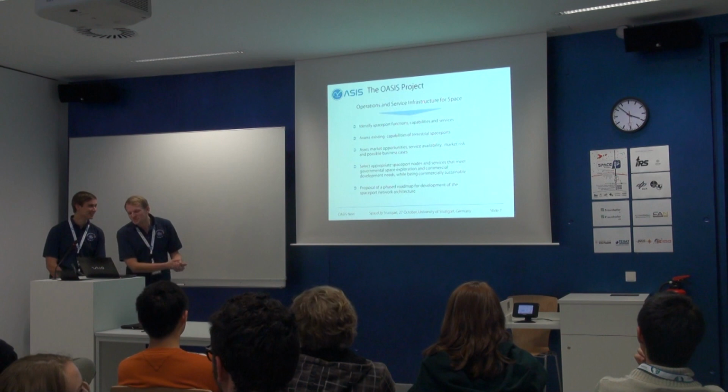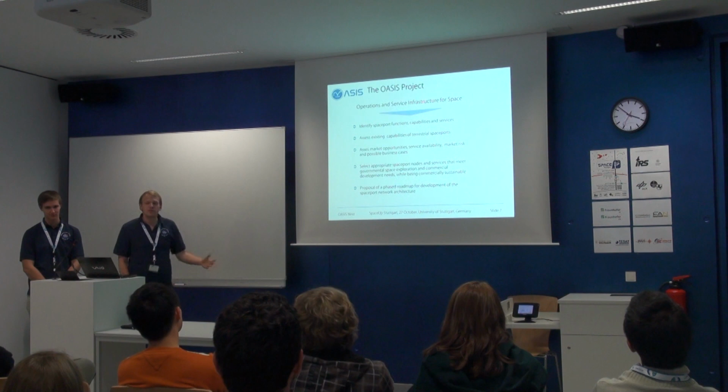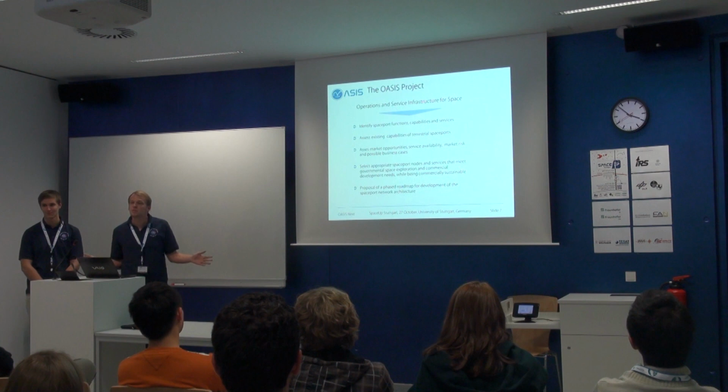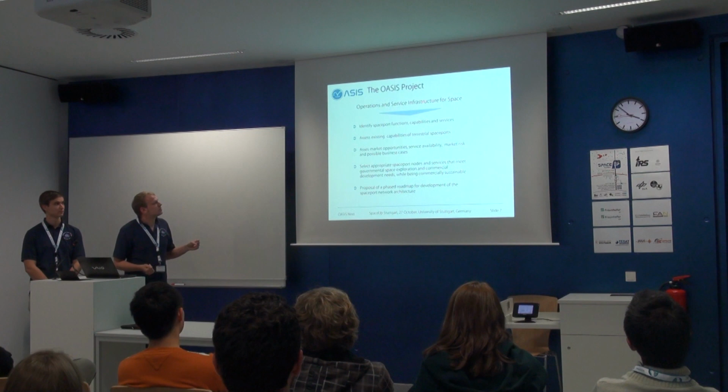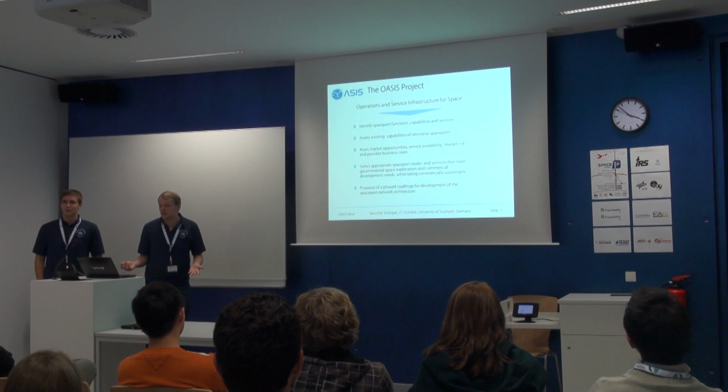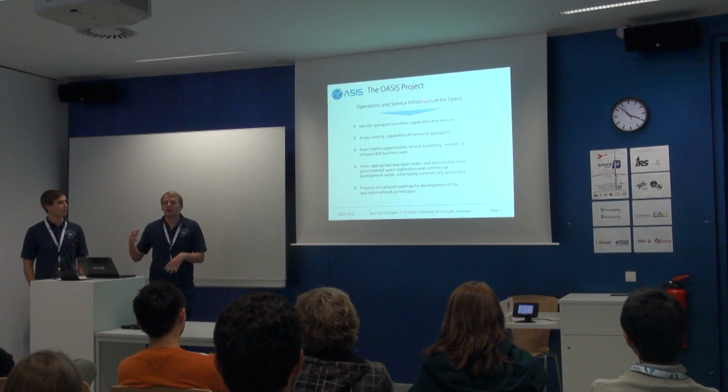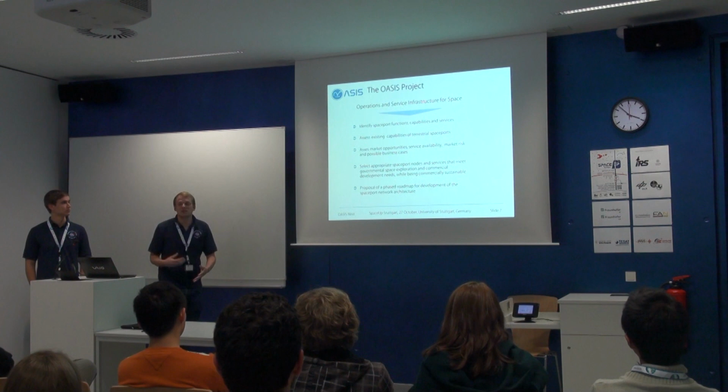So, the basic elements of the OASIS project that we understood during the study. The first thing we wanted to do, if we're transferring these capabilities into space, was to ask what these capabilities are. So we did a survey of all the existing spaceports on Earth, identified their functions, capabilities and services, and how many are provided in which locations. Then we assessed potential market opportunities for these services elsewhere in space. So what are the markets for tug services, what are the markets for refueling services and things like that.